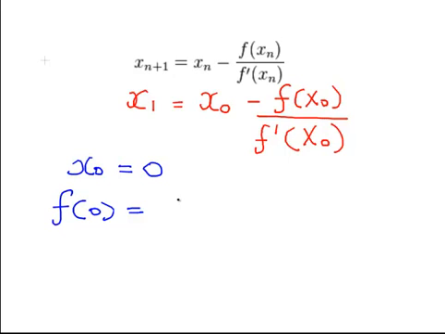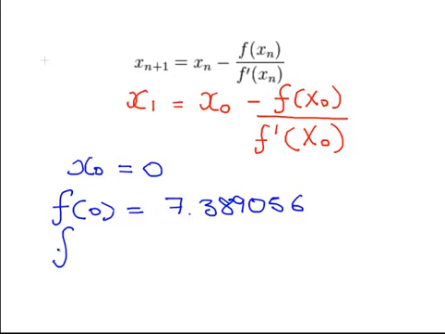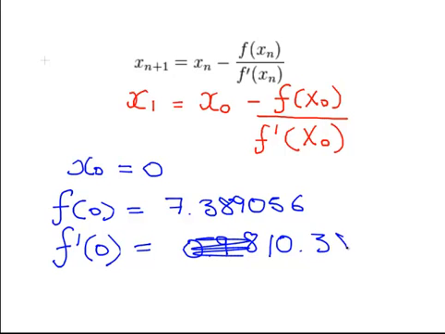I'm just going to give the answer here. We're told to use 3 decimal places, so let's just use a couple more. My calculator is giving me 6 decimal places, so I'll use that. If we evaluate f of 0, that's what I get, e to the power of x plus 2, 7.389056. And let's evaluate f dash of x, the derivative of f of x, and I get 10.389056.